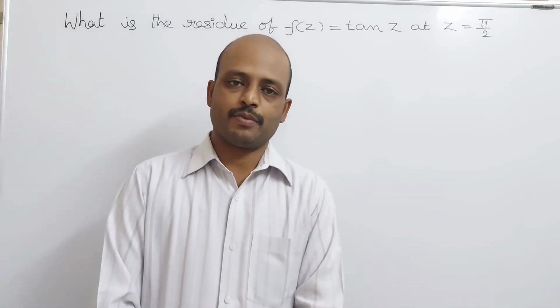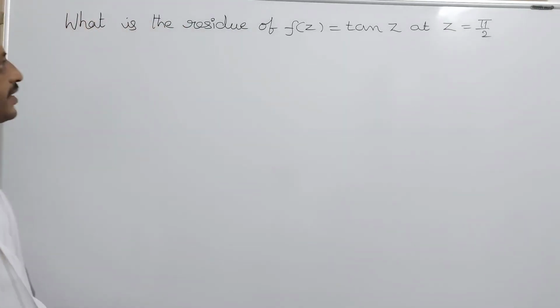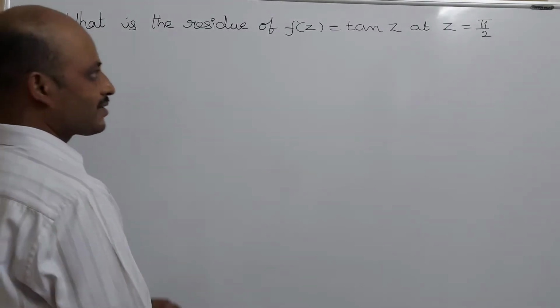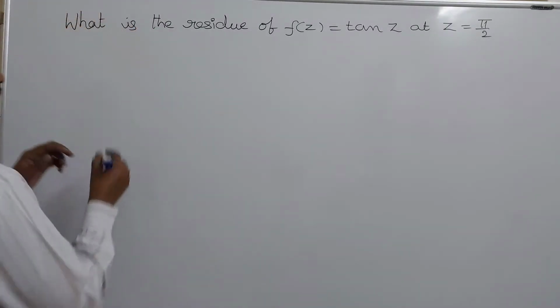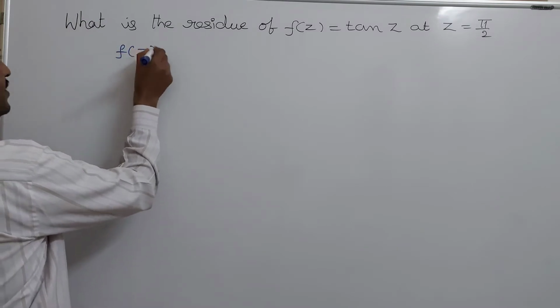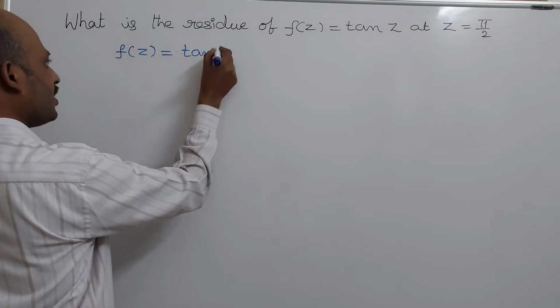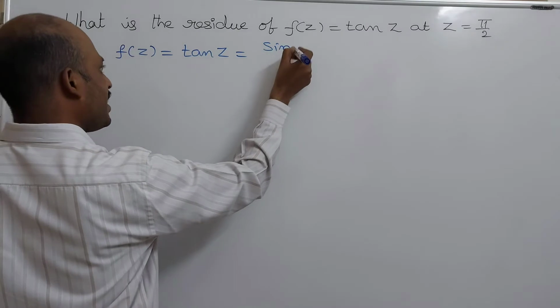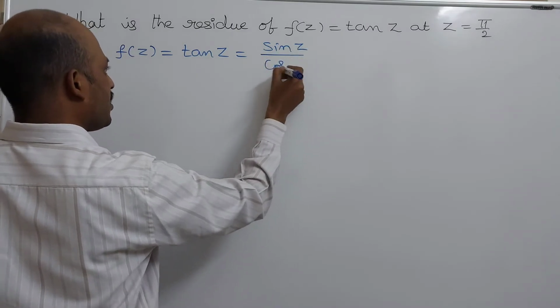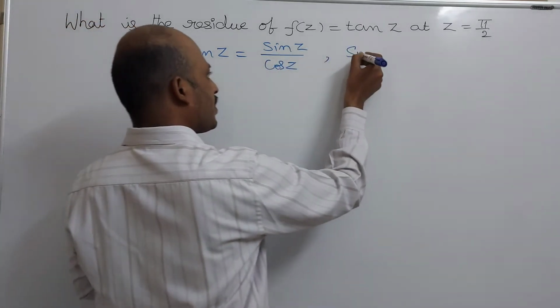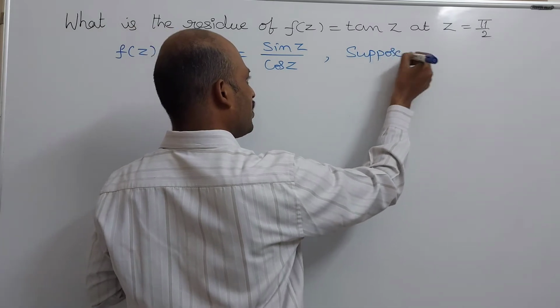Let us solve a problem from complex analysis. What is the residue of f(z) = tan z at z = π/2? Given that f(z) = tan z, this can be written as sin z divided by cos z. Suppose cos z = 0.